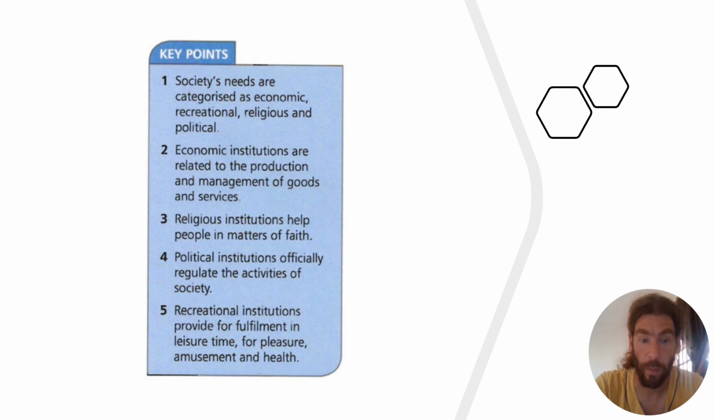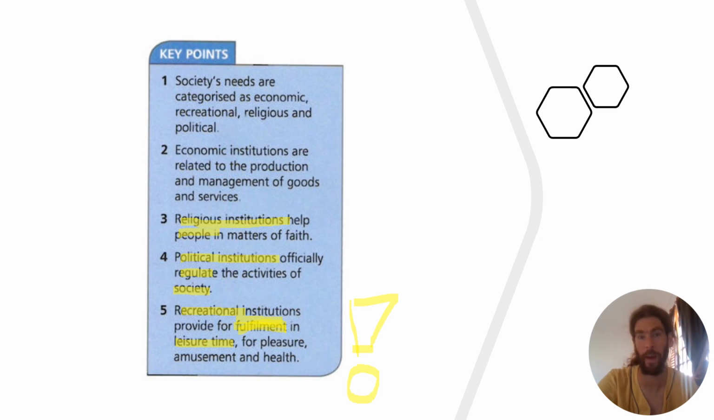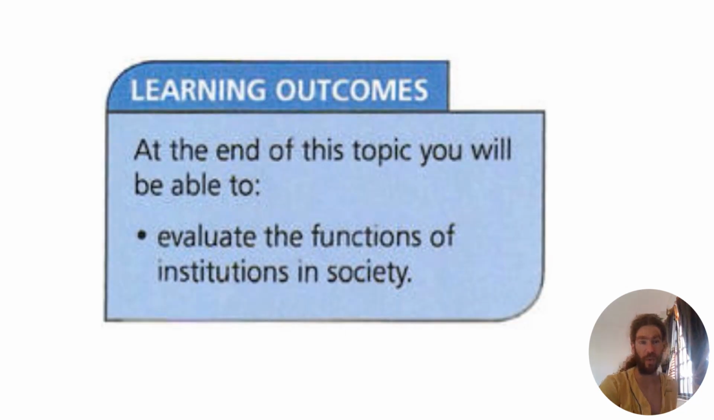The key points we talked about in this video. Religious institutions help people in matters of faith. Political institutions officially regulate the activities of society and they take them into account. But this word regulating is very important, so keep that in mind. And recreational institutions provide for fulfillment in leisure time, for pleasure, amusement, and health. But they also are important in development and the maintenance of human resources. So also keep that in mind, the word human resources, because it will come back also in later videos. So I hope this video was helpful.